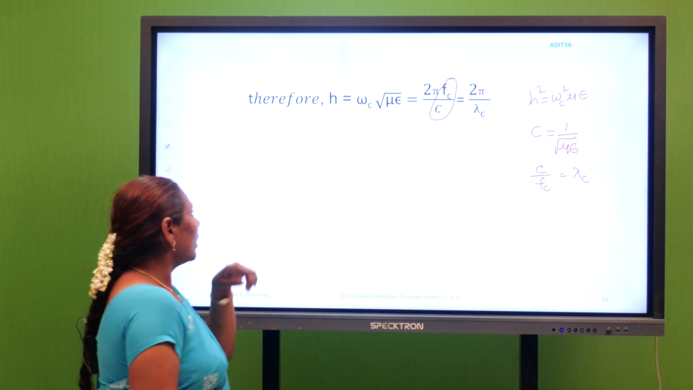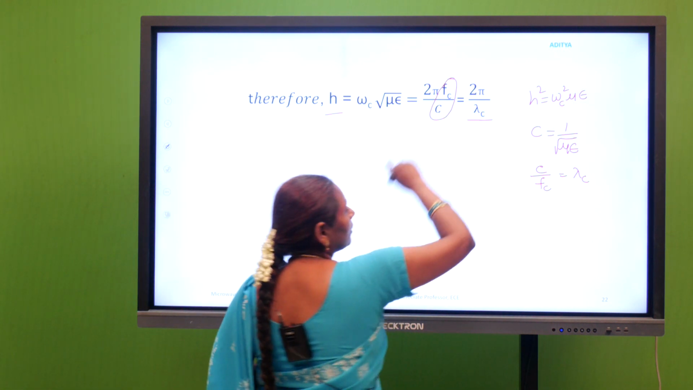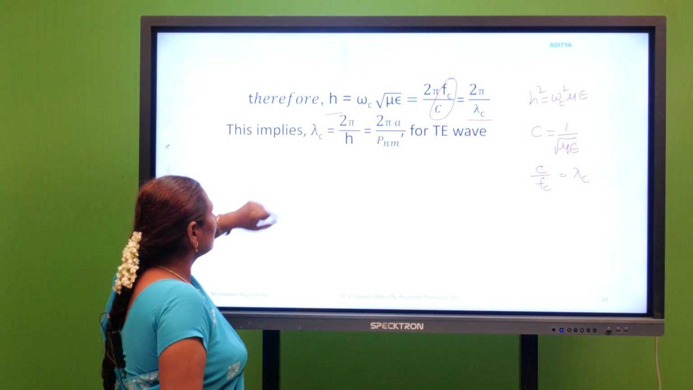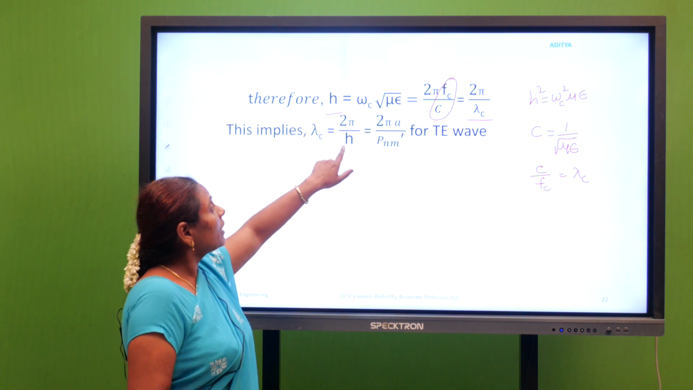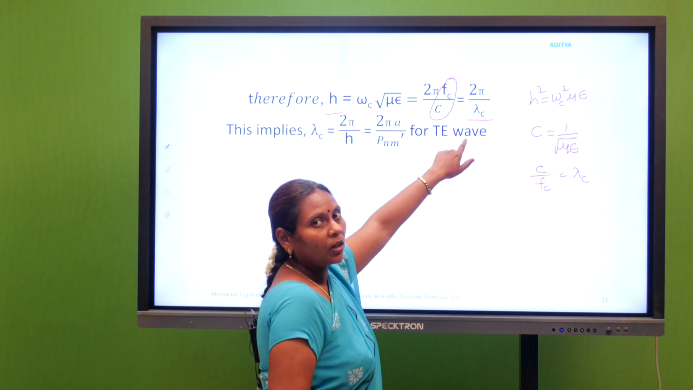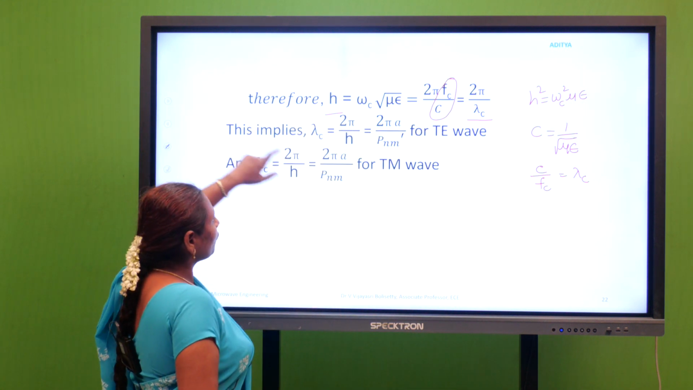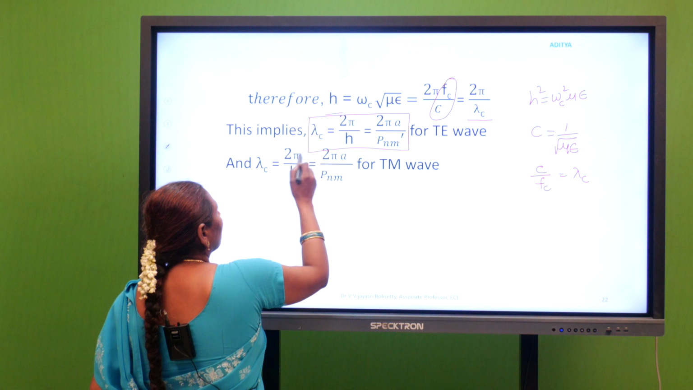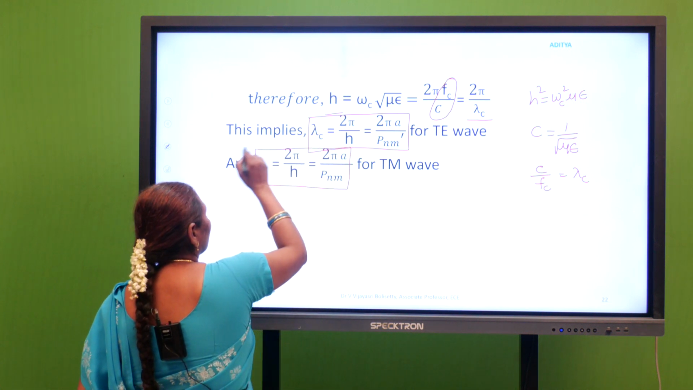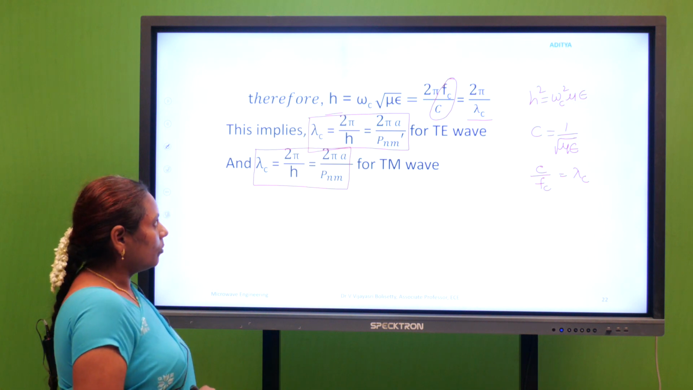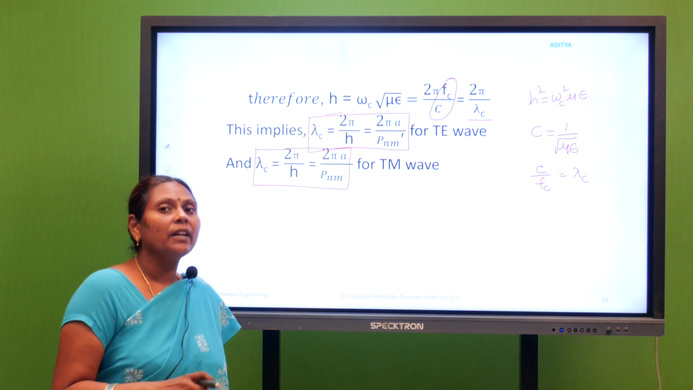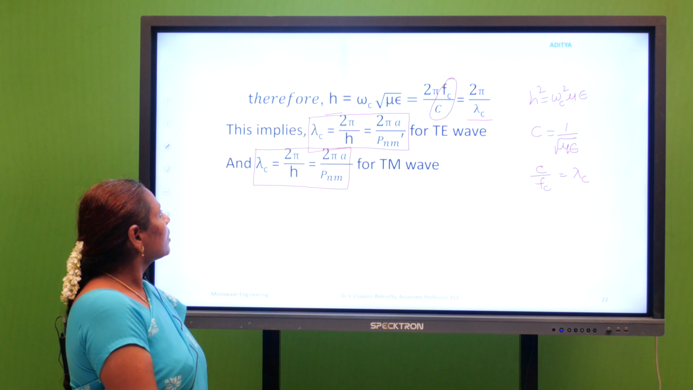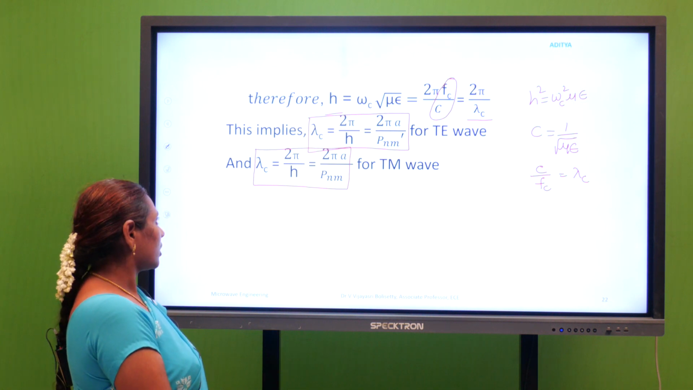So, finally, we get the relation between h and the cutoff wavelength. Using this, the cutoff wavelength lambda c is equal to 2 pi by h, where h is equal to Pnm dash by a for TE mode and Pnm by a for TM mode. So, we get the cutoff wavelength for TE and the cutoff wavelength for TM. Once we get the cutoff wavelengths, we can define what a dominant mode is and what the degenerate modes are.